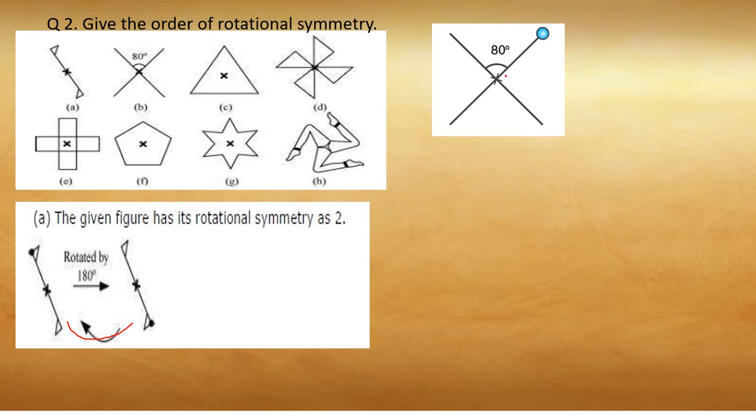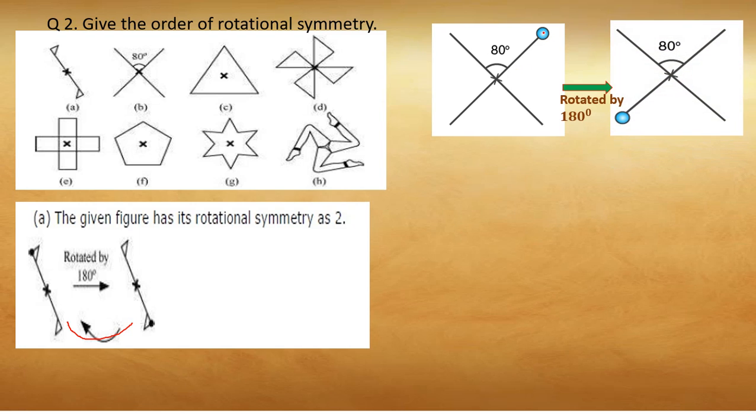Consider the second figure. This X symbol is there. When it turns by 180 degrees, how will it look? This sign goes to the downside corner, and again when it rotates by 180 degrees, it reaches its previous position. From this position, it goes to this position as it was previously. So we can say its order of rotational symmetry is 2, and it is rotating by a 180-degree angle.